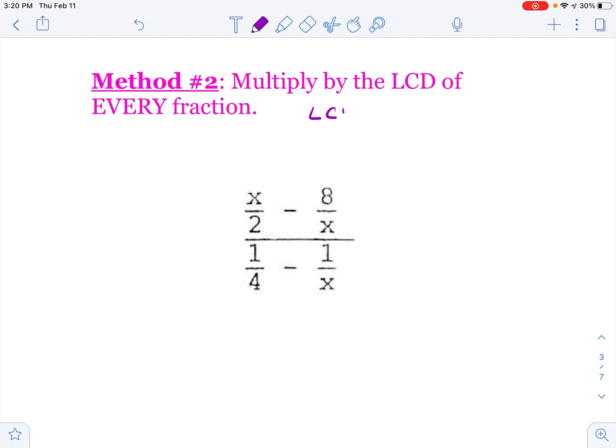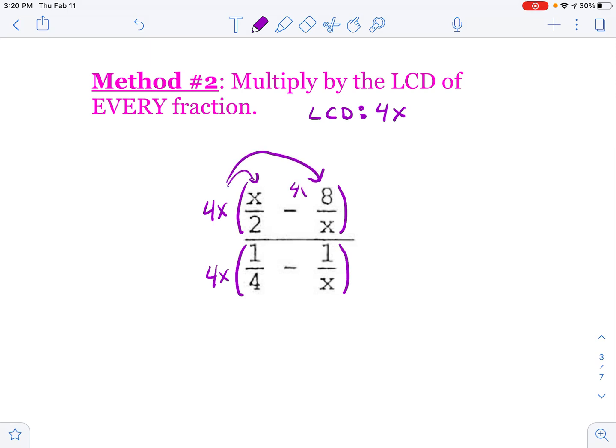The least common denominator for every single fraction here would be 4x, right? Because we can multiply each of these individual denominators to get to 4x. Okay, so we have our least common denominator. And what I'm going to do is multiply everything in my numerator by 4x and everything in my denominator by 4x, right?